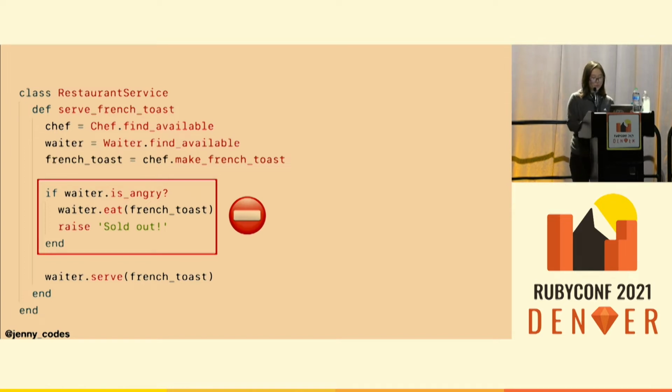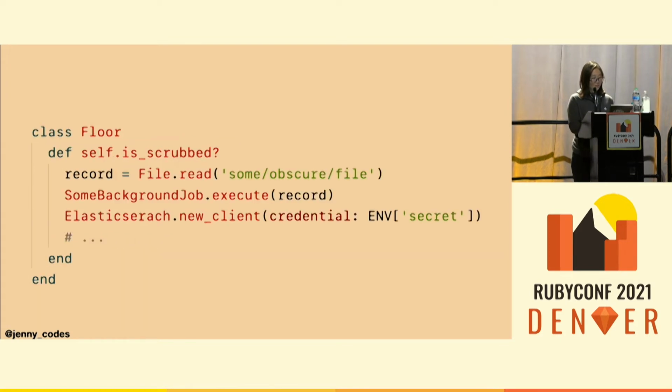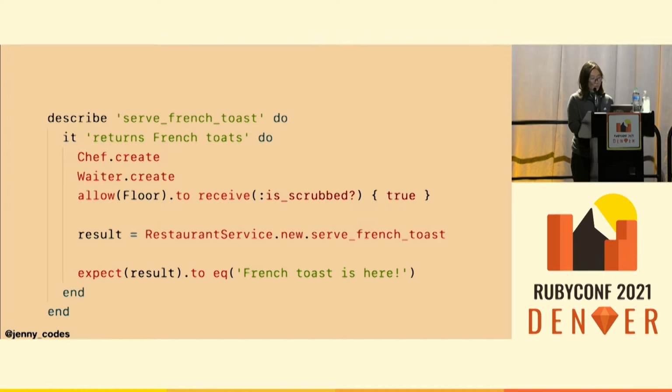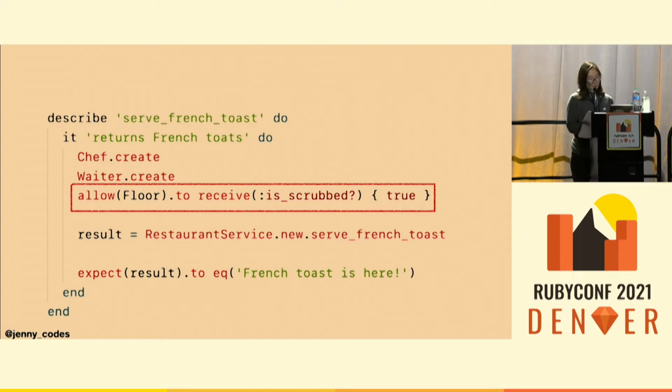So to be able to do so, we need to go into the floor class and see how we can make it clean. And as it turns out, the implementation of floor is all kinds of messy dependencies. We certainly don't want to create a fake file, handle the background job process, and initiate an Elasticsearch client just to test if we can serve French toast. To avoid that, the simplest solution is to use a test double. So the test will pass and the world will be perfect.